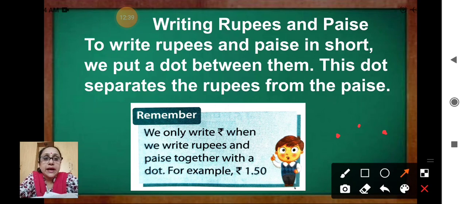We only write this symbol of rupees when we write rupees and paise together with a dot. Okay, for example, rupees 1, then dot is there and 50. Okay, that is 1 rupees 50 paise. So we are not writing P, we are writing this rupees symbol, 1 dot, then 50. Okay, now I will explain you.